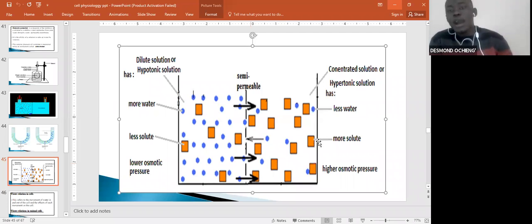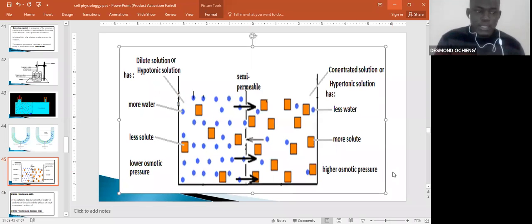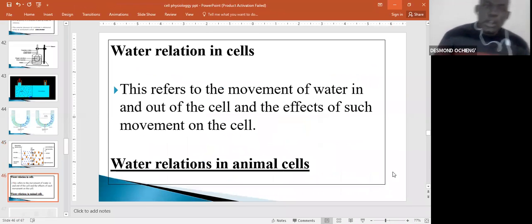On this side where we have the hypertonic solution, or the concentrated solution, we have less water. In fact, you can even count them, around 7 of them. The concentrated solution has more solute particles. You can see the solute particles are very many here. And we're saying that it has a high osmotic pressure. Okay, great.